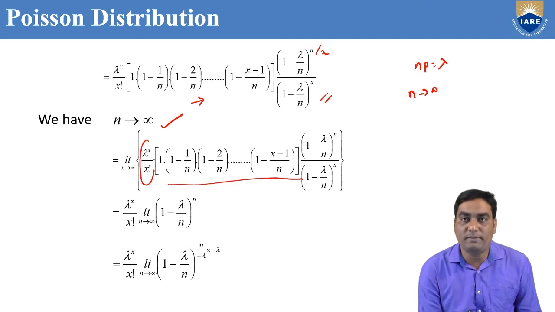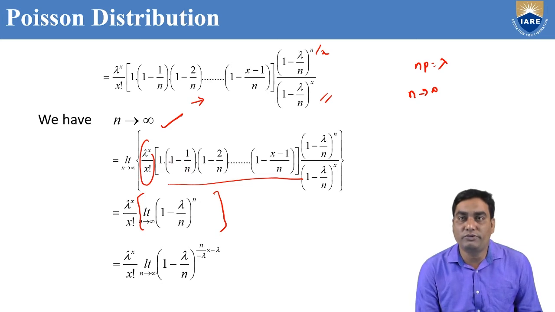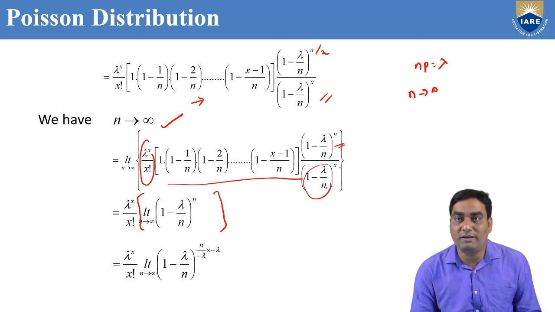This lambda power x by x factorial you can take outside, because there is no n in it for the limit n tends to infinity. And 1 minus 1 by n tends to 0. Infinity means 1 by n tends to 0, 2 by n tends to 0, 3 by n tends to 0, like that x minus 1 by n tends to 0. So 1 minus 0 into 1 minus 0 into 1 minus 0 and so on, it will be 1. And here also lambda by n tends to 0, so this one also is 1. Except this term, the remaining are all 1. That point I have written here.